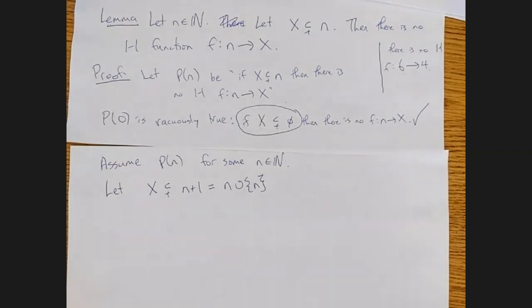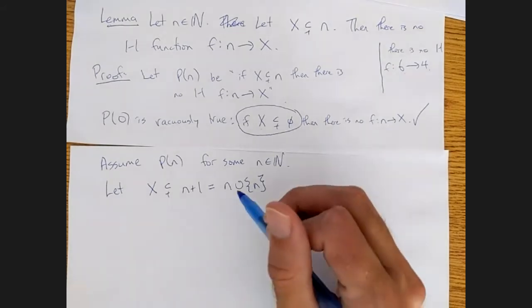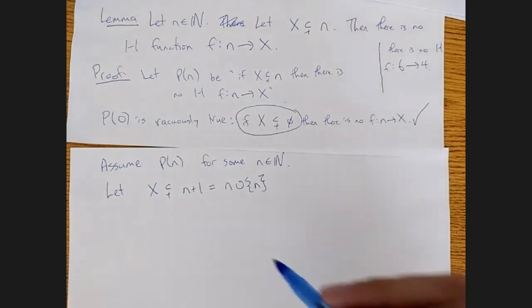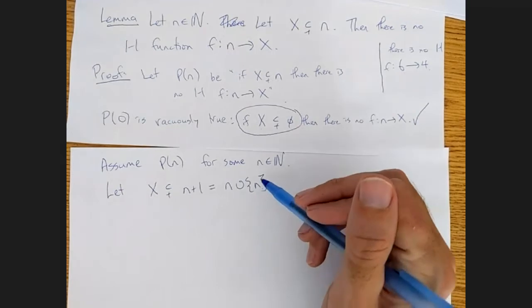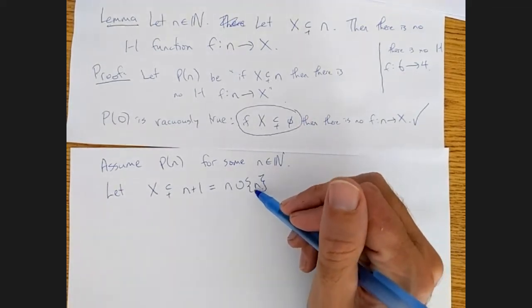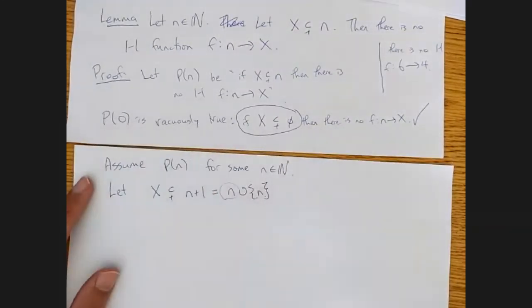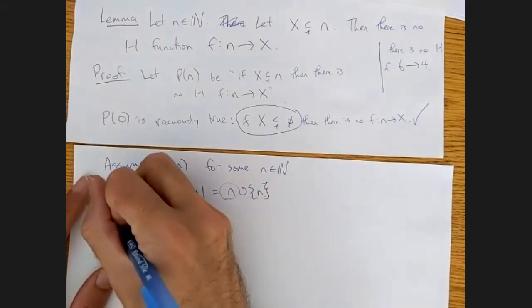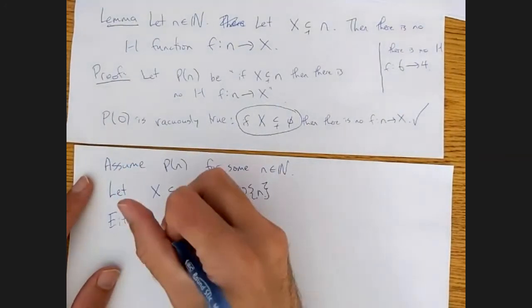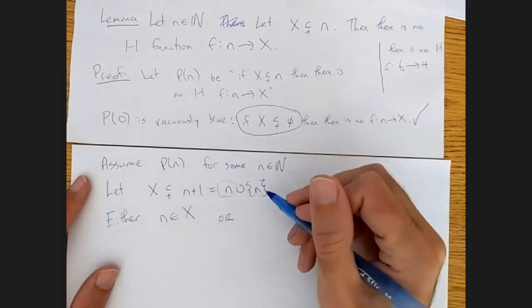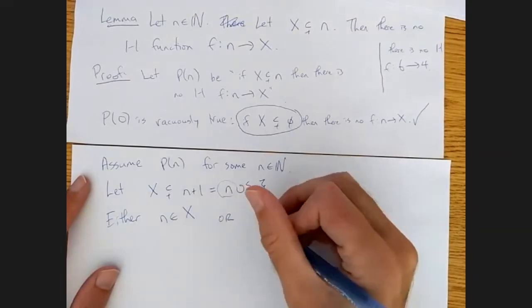Okay. All right, so now we have to do our induction step. We have to show that there's no f from n plus 1 to x. So as usual with things involving n plus 1, there are two cases. Either n is in x, or n is not in x, in which case x is a subset of n.